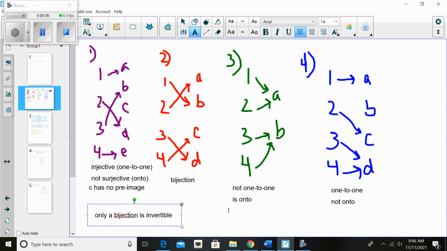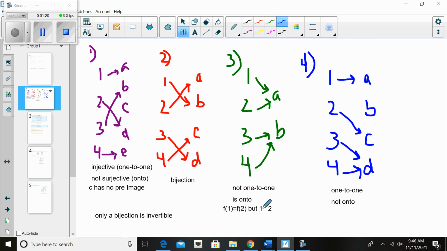Over here, the function's not one-to-one. To justify that, using the definition that we were given, we would say something like f of 1 equals f of 2, but 1, oh, I don't have a symbol on my keyboard for does not equal, so let me grab this, but 1 does not equal 2. That's making use of the definition of one-to-one.